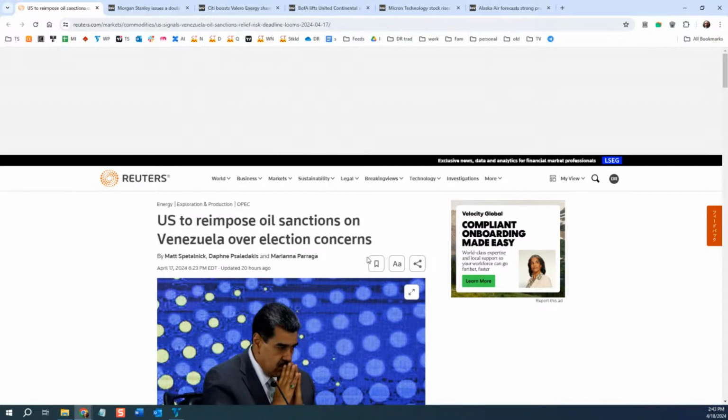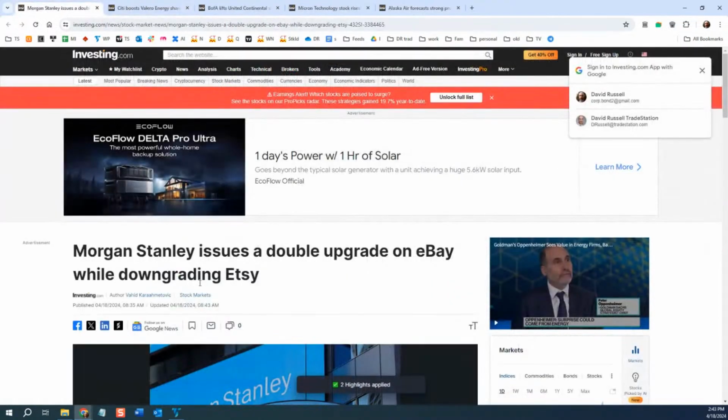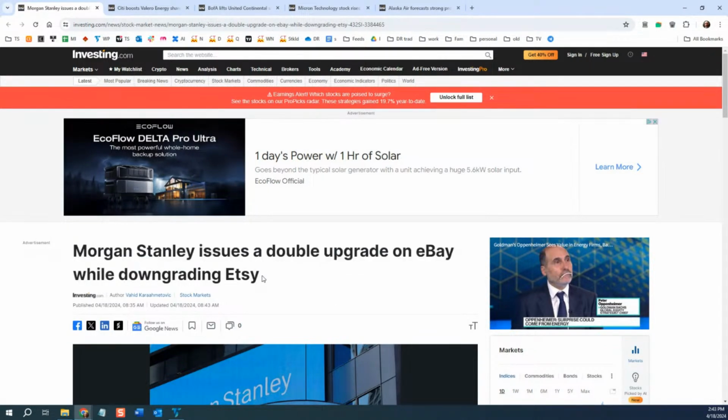One of the points that we made in that was that the United States was lifting its sanctions on Venezuelan crude. And now it looks like they're going the other way. So some of these things are important, I think, to realize the situation for energy. So here's one that I thought was kind of interesting: a double upgrade on eBay.